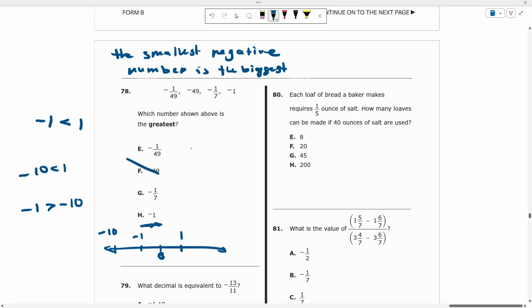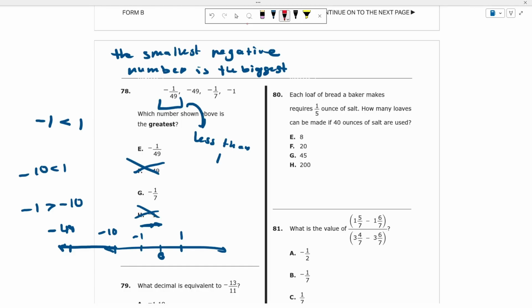That's why I'm going to eliminate choices F and H automatically. Choice F, negative 49, is all the way over here, super far away from 0 and super far away from my 1. Then I'm going to eliminate choice H because I'm dealing with fractions. Fractions are less than 1, so that means it's even closer to 0 than negative 1 is. They're all the way over here.